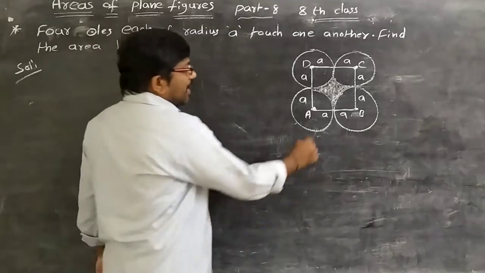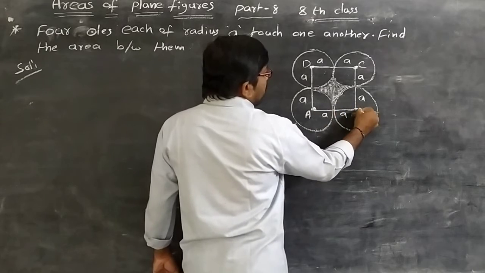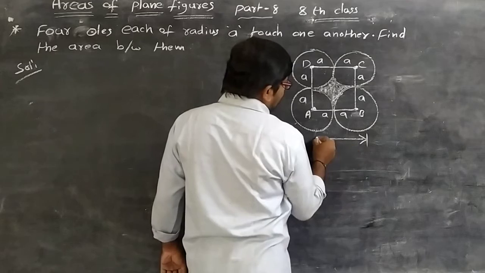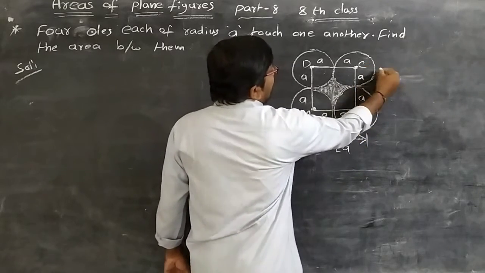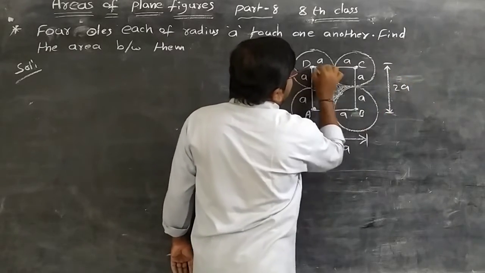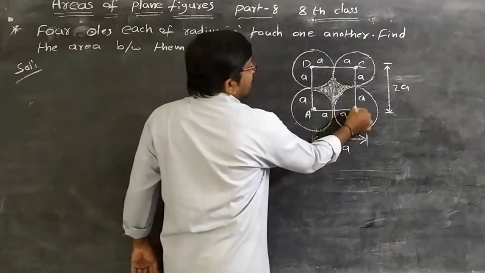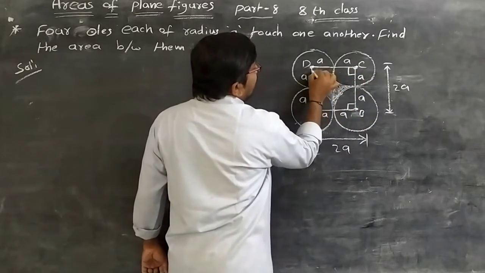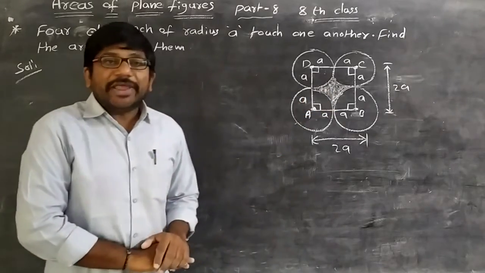So, observe carefully, here ABCD is A. What is the length of AB? The length of AB is A plus A, 2A, right? And the length of BC, A plus A, is also 2A. It is also 2A. So observe carefully, ABCD is a square. In a square, each angle is 90 degrees. Right? So when we get this area, very simple.